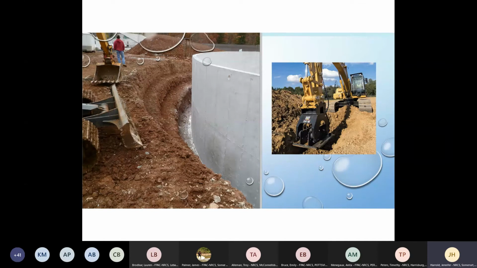For an ag waste structure, they did a really nice job here on the left, benching the cut slope, making it safer for the workers down along the wall, placing forms and doing all their work.